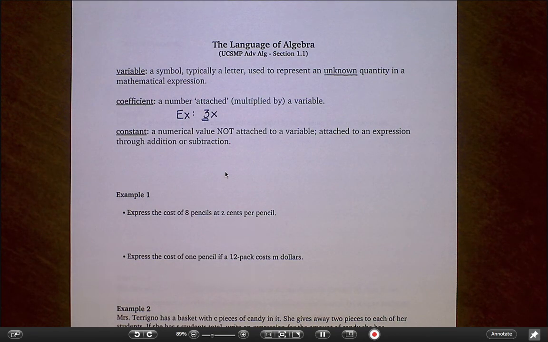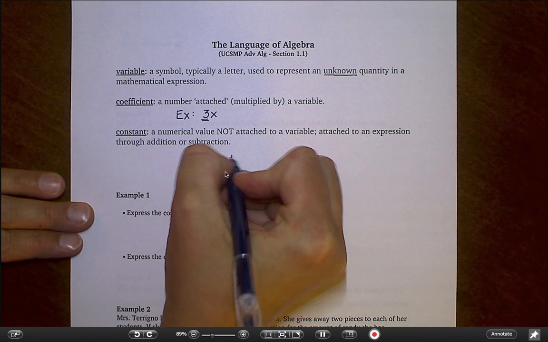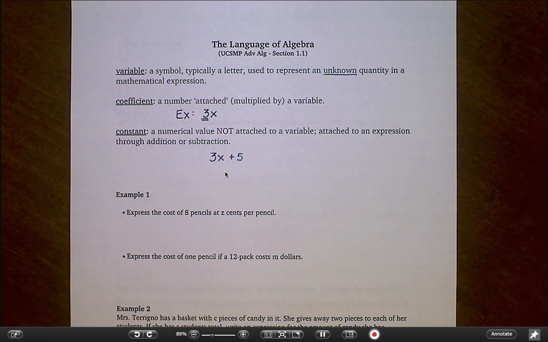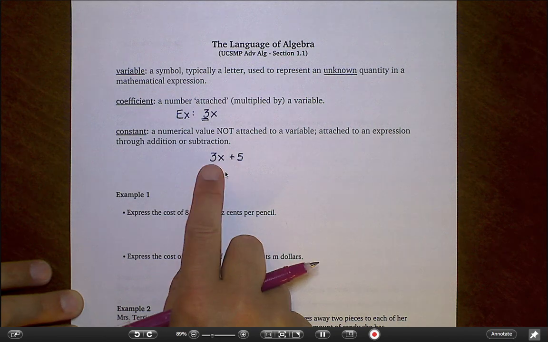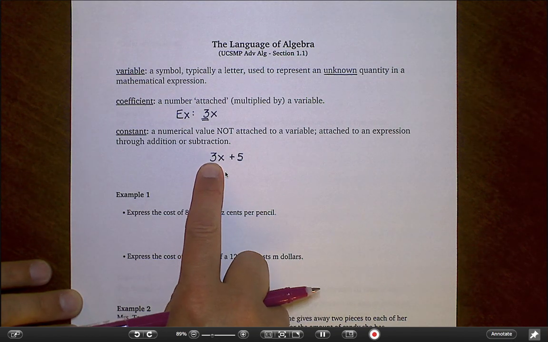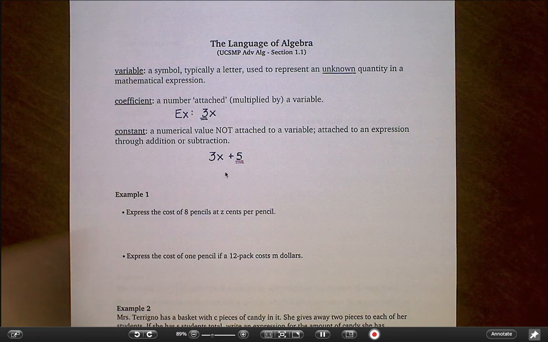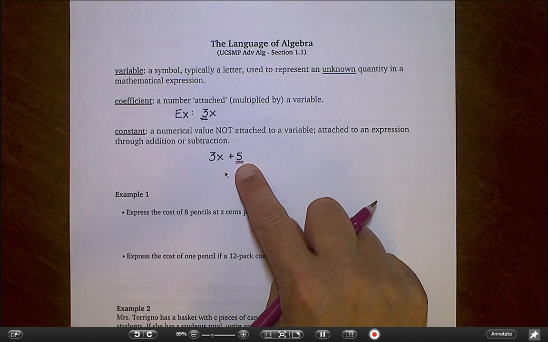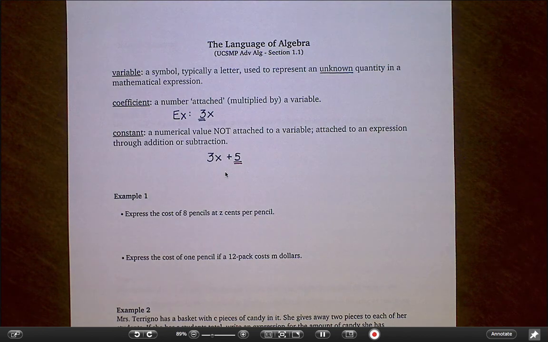The difference between that and a constant is a number that's not attached to a variable. And the reason it's called a constant is without that variable in there, it never changes. So if you have something like 3x plus 5, and here's a word that we haven't used yet, these are called terms in an algebraic expression. The value of this term can change based on the value of that variable, but the value of this term will always be a 5. And so this is your constant. So there is a difference between a coefficient and a constant in an algebraic expression.